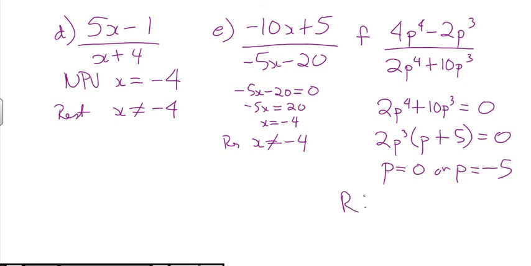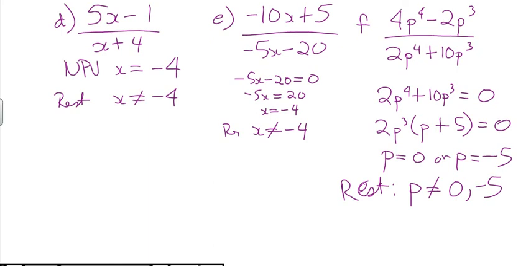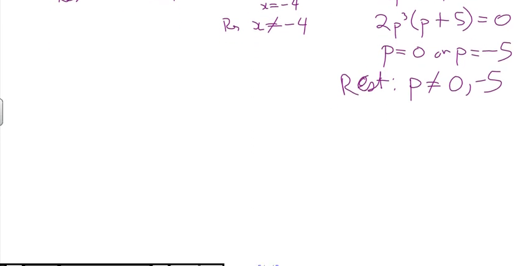Okay, restriction. P is not equal to 0 or negative 5. You can't put in 0. You can't put in negative 5. Okay? If you do, it blows up. Three more. 3x to the 4th over 3x squared minus 7x. What is this? G.